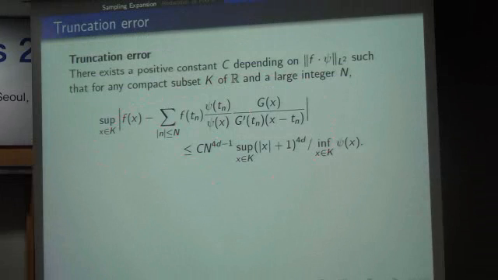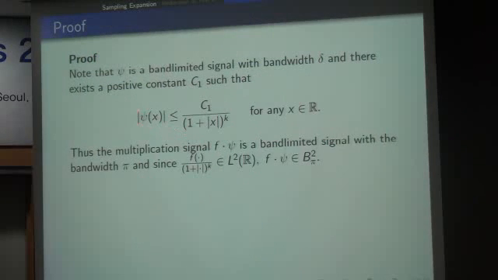And we have the truncation error. And psi has a decay 1 over x to the k, and this psi has bandwidth delta and has polynomial decay. So we multiply f times psi. Then f has bandwidth sigma, and this has bandwidth delta. So this multiplication has bandwidth sigma plus delta, which is pi. This has bandwidth pi, and this has polynomial decay like this. So f over (1 plus x) to the k is in the space L2. So this multiplication is in the Bernstein space.